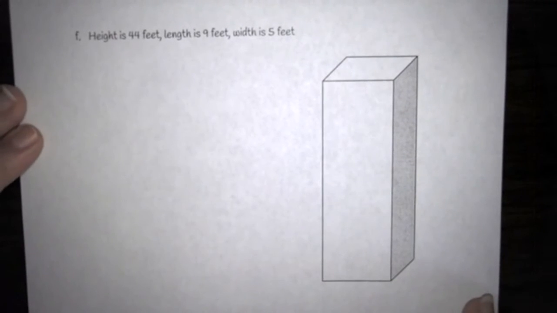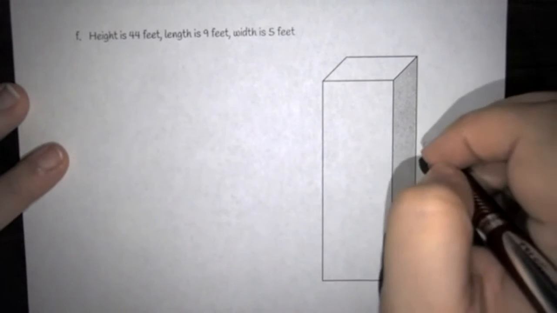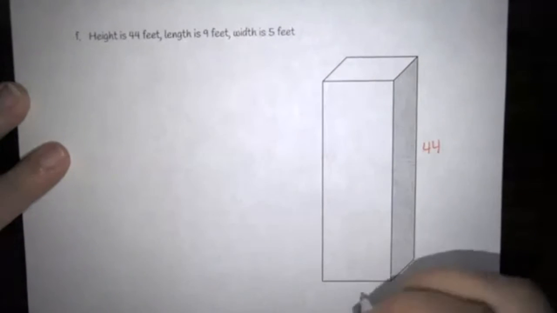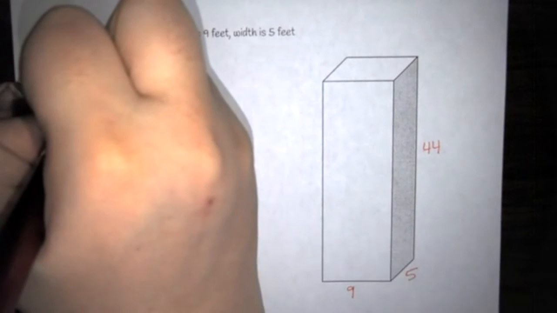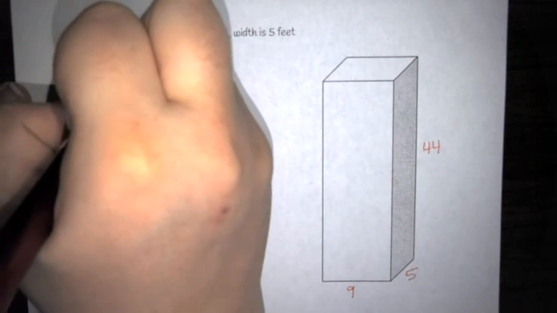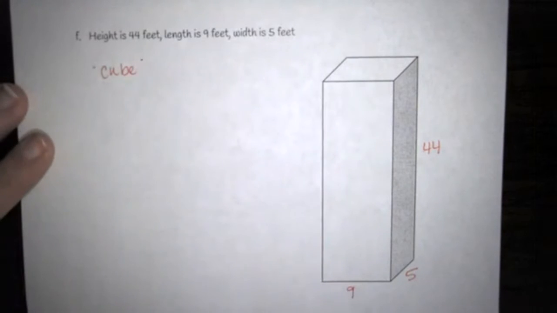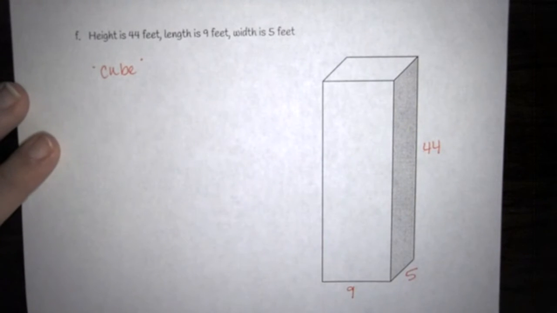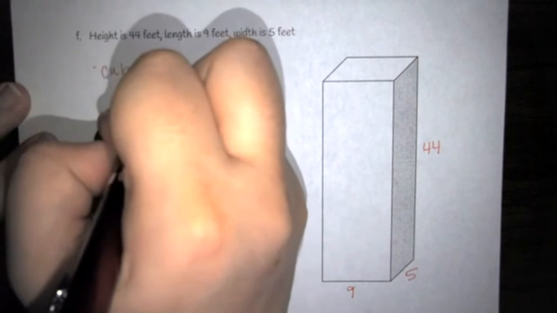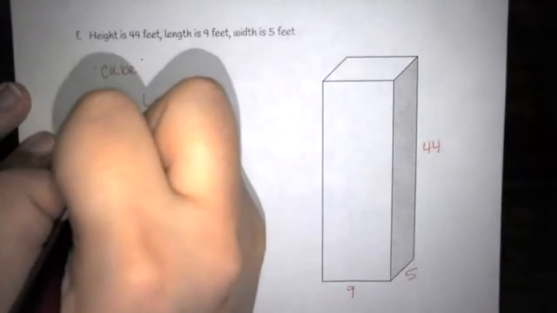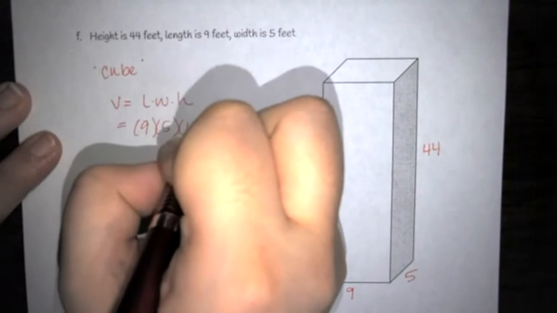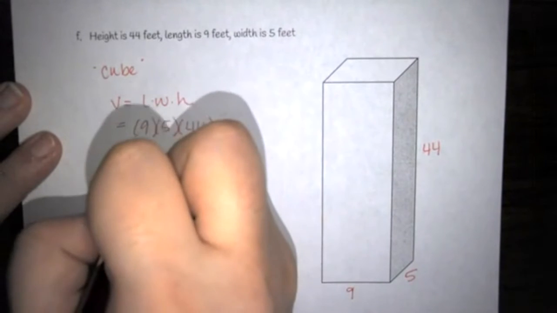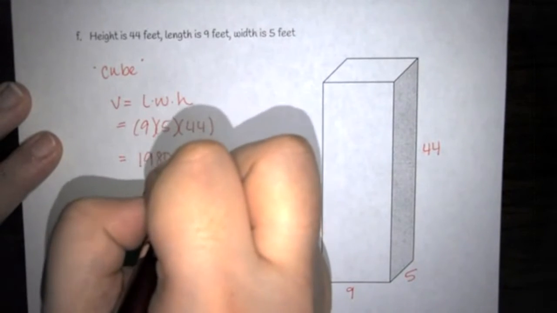So now we've got your height is 44, your length is 9, and your width is 5. Okay. So again, my height is 44, my length was 9, my width was 5, and this would be your cube or your rectangular solid. And so in this case, your volume is going to be length times width times height. So here you're going to have 9 times your 5 times your 44, which gives you 1980 feet cubed.